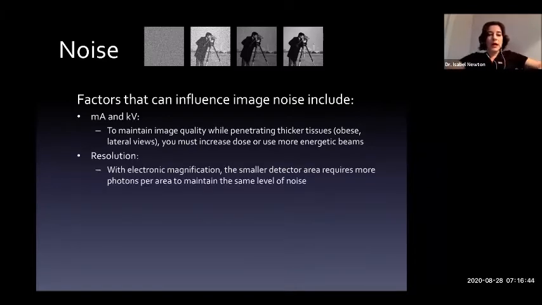Resolution. So one concept that is important for you to understand is that magnification comes at a cost. There are two kinds of magnification. There's electronic magnification and there is geometric magnification. So remember at the beginning, we talked about moving the patient further away or closer to the source. The closer the patient is to the source, the smaller the field of view, but the more magnified that image is. So that's called geometric magnification.